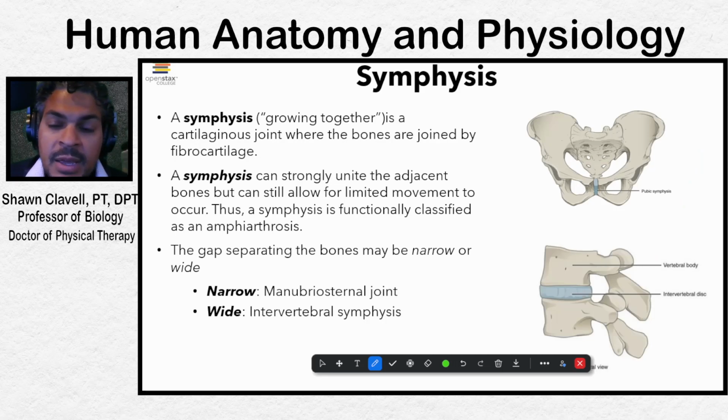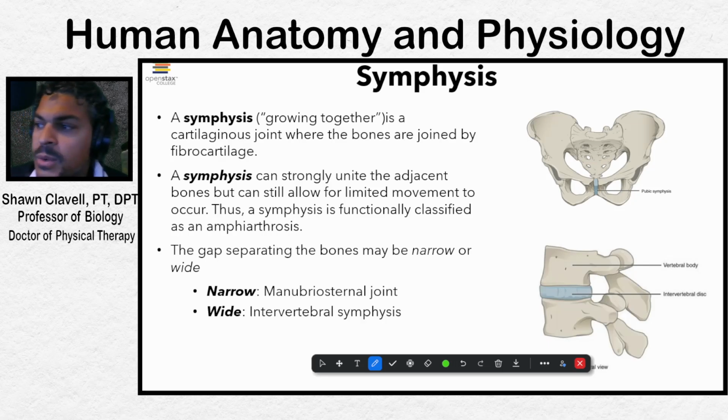And then finally, the cartilaginous joint where bones are joined by fibrocartilage is called a symphysis. Fibrocartilage is very strong because it contains a lot of bundles of thick collagen fibers, which give it an ability to resist tension or pulling compared to hyaline cartilage. But there's also a little bit more movement. So symphyses strongly unite bones but still allow limited movement to occur. Thus, symphyses are usually classified as amphiarthroses.